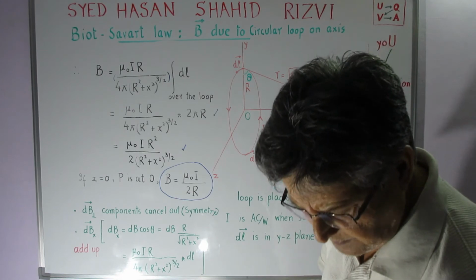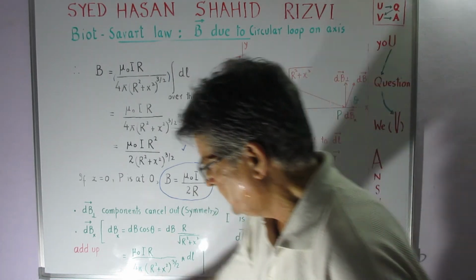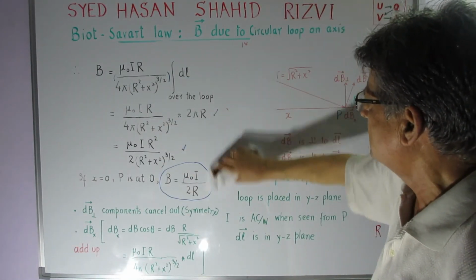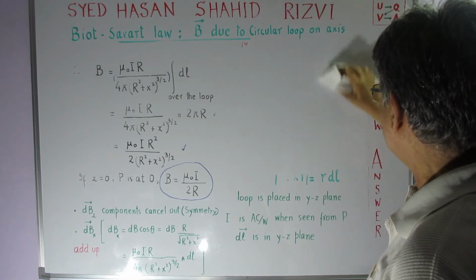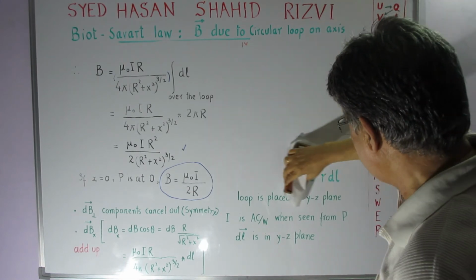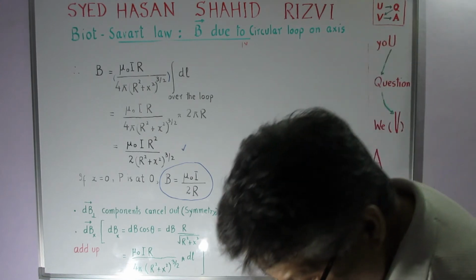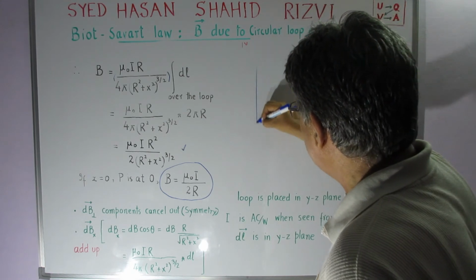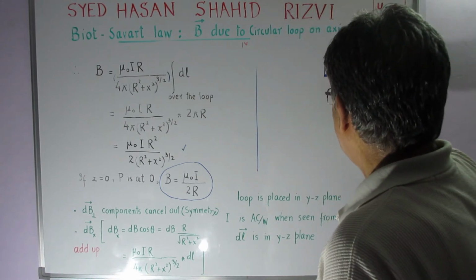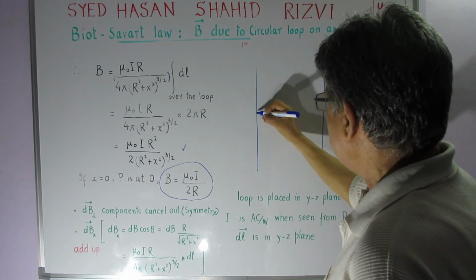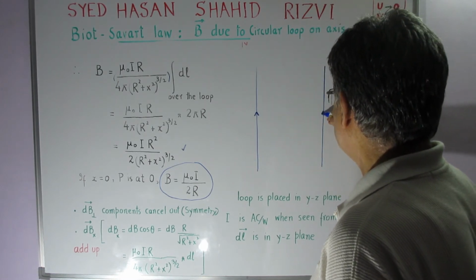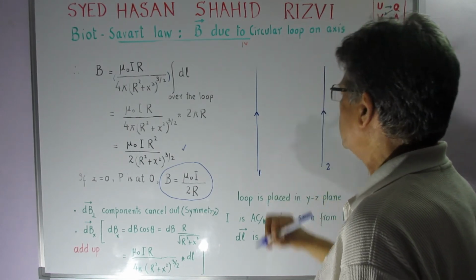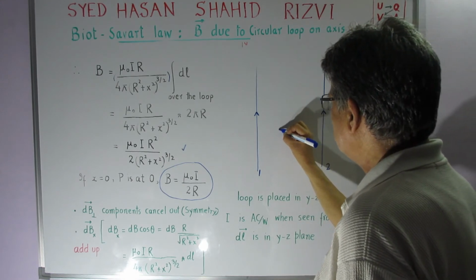I just top it up with a very simple thing that I'm going to talk to you about, and it's not that simple too. Let me have two straight wires which are carrying current in this direction and in this direction. This is wire number 2 and this is wire number 1. Let us take a certain point over here.